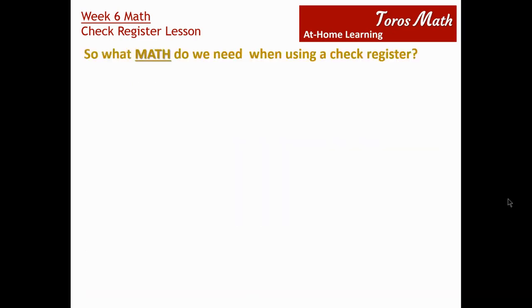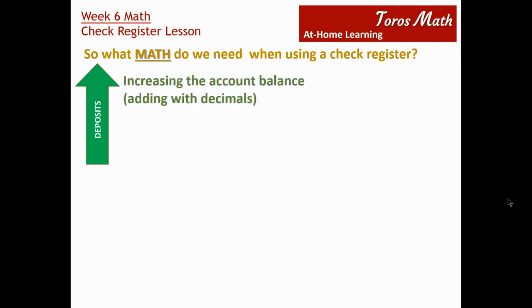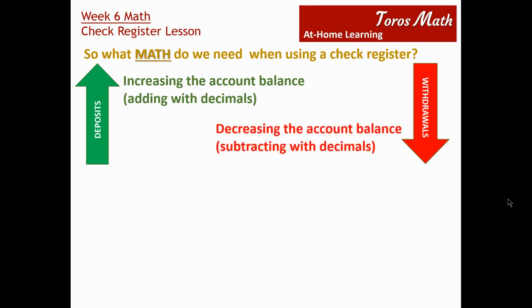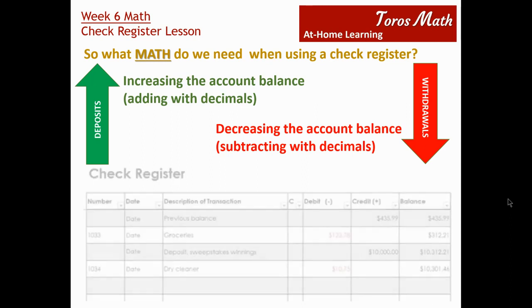So the big question is, what math do we need to know when we use a check register? Well, if we're looking at deposits, we're looking at increasing the account balance, so we're going to be adding with decimals. And if we're looking at withdrawals, we're taking money out of the account, so we're going to be decreasing the account balance. So we're going to be subtracting with decimals. So to answer that question, we're pretty much just adding and subtracting decimals in regards to money.